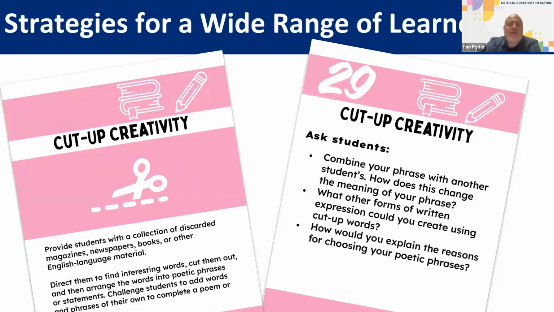Like this one. This one's called Cut Up Creativity. And in this one, you provide students with a collection of discarded magazines or newspapers, books, or other English language material, and you have them find interesting words and phrases, and then they rearrange those words and phrases into statements or poetry about a topic or an idea that you give to them. So you could use this with all sorts of learners. You could have compares and contrasts. They could look for similarities and differences between perspectives that they share with one another. There's a lot of ways that you could use this activity as a starting point to further ideas.